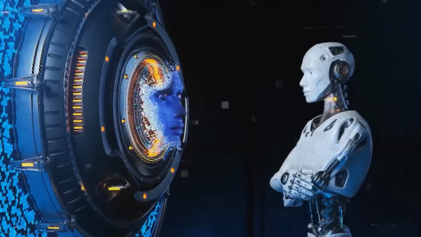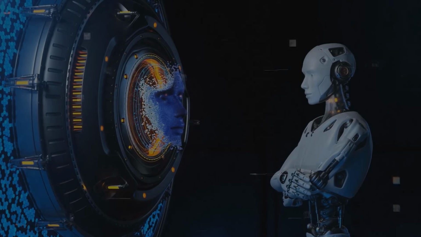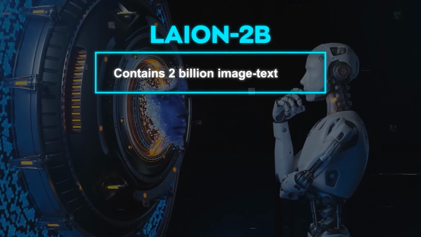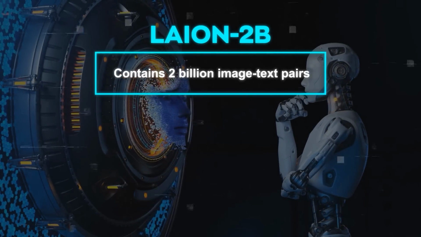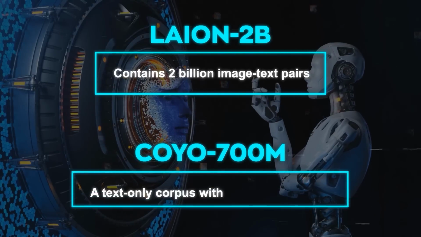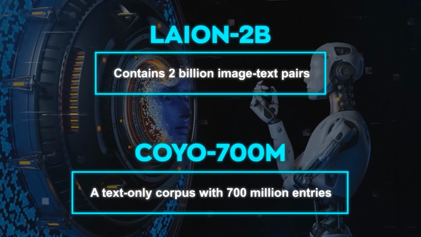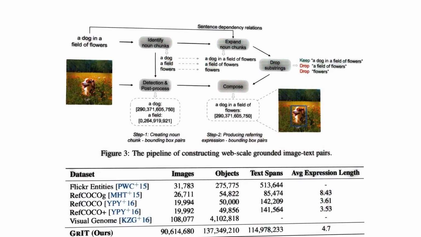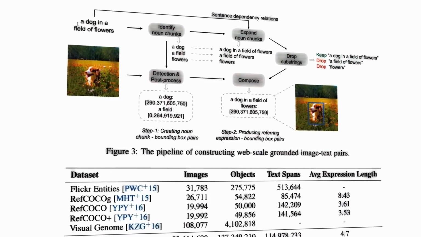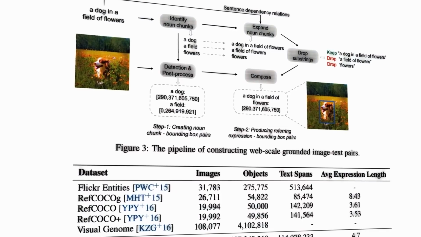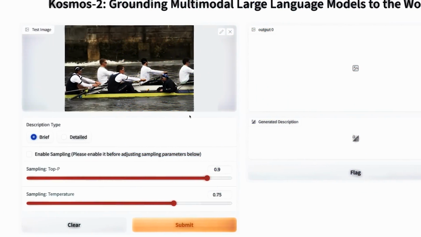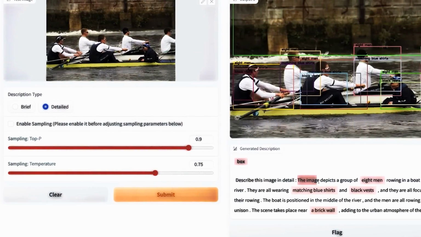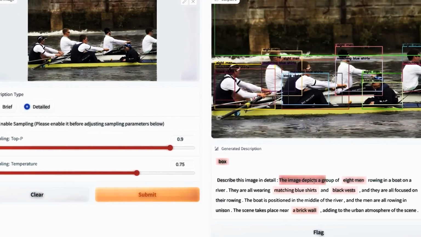image. The model was trained on two extensive corpora, LAION-2B, which contains 2 billion image-text pairs, and COYO-700M, a text-only corpus with 700 million entries. KOSMOS-2 learned to convert images into tokens, generate text from images and vice versa, and use location tokens for grounding. Thus, by learning from diverse multimodal data, KOSMOS-2 is equipped to handle various tasks efficiently.